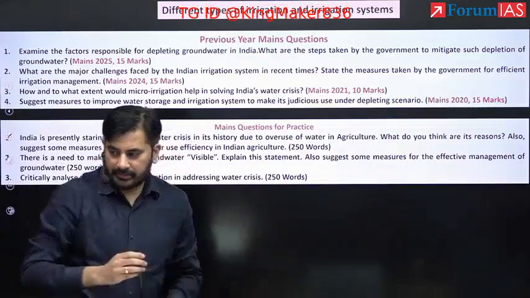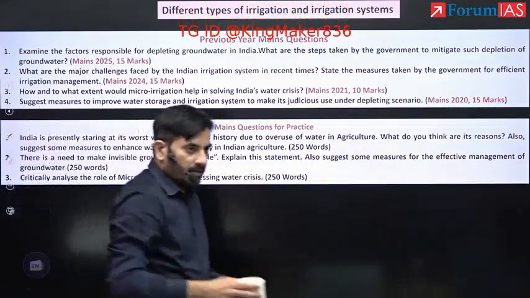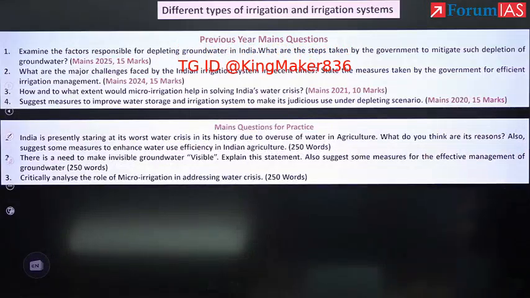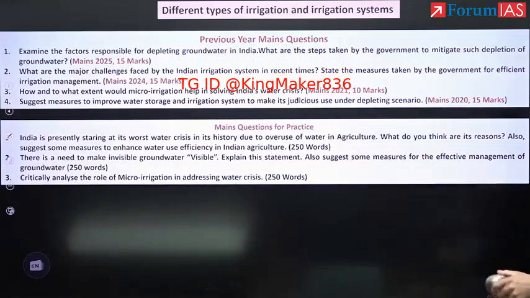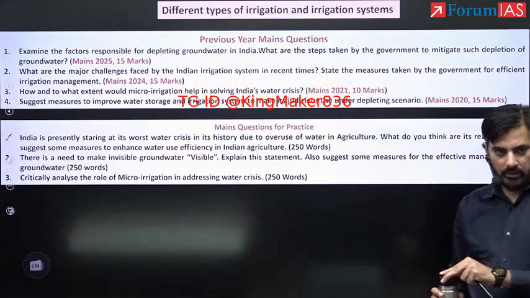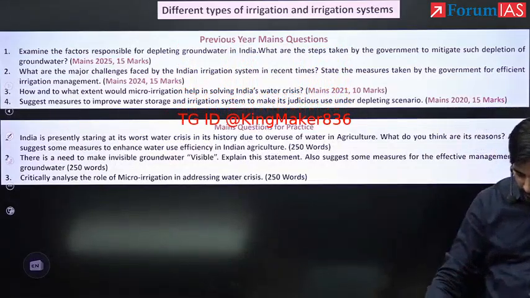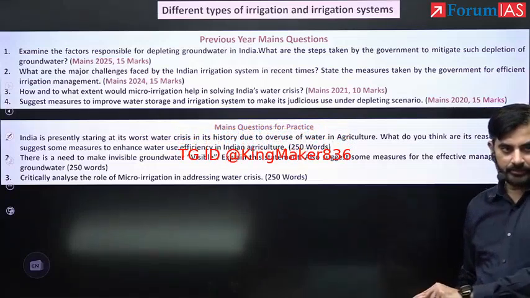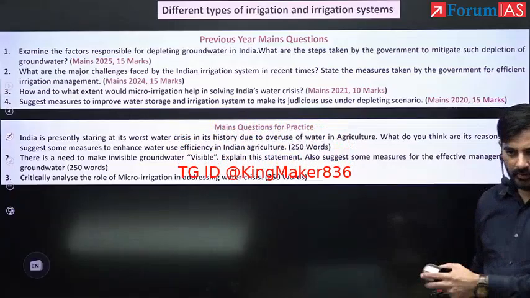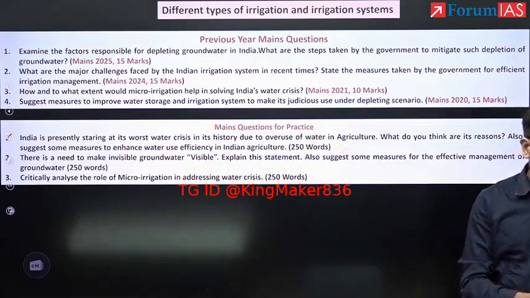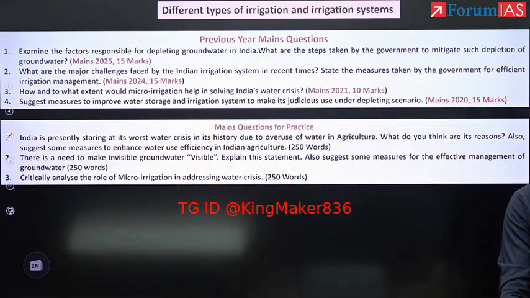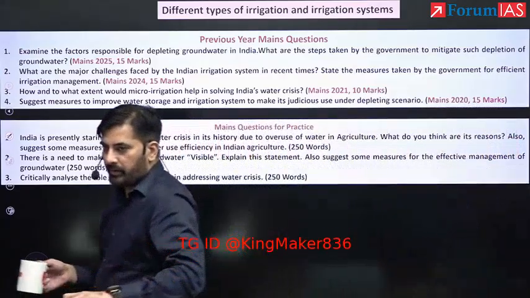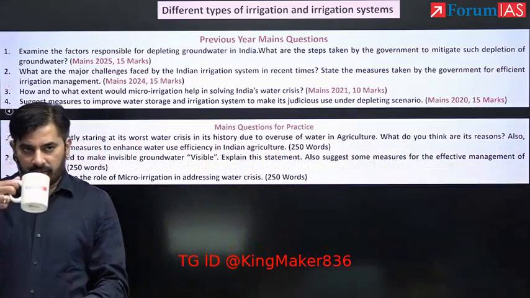Okay, right, on to the next topic. The next topic is the irrigation system in India. Under that, the dimensions to be covered are, number one, present status.